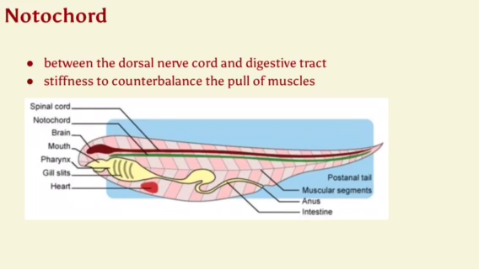Our third characteristic is the notochord. That's going to be found between the dorsal nerve cord and the digestive tract. And kind of its main purpose is to provide stiffness to counterbalance the pull of muscles. So this kind of gives muscles something to pull against. If you have an animal without a notochord, it might have some kind of skeleton structure to it, but the notochord is unique to chordates, and again, it allows those muscles to have something to either attach to or counteract.